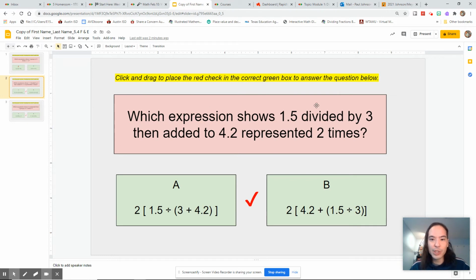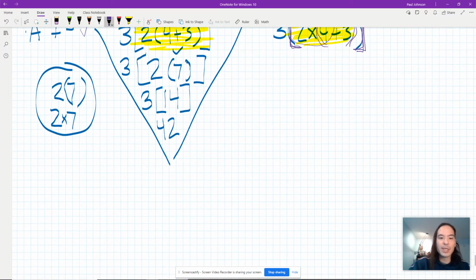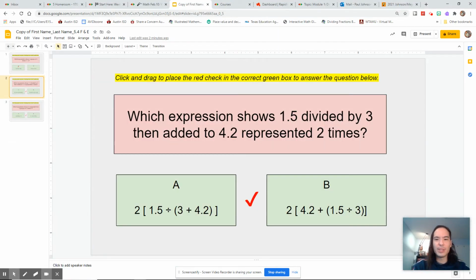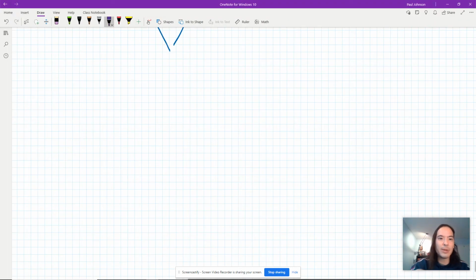So here's one that says, which expression shows 1 and 5/10 divided by 3, then added to 4 and 2/10 represented 2 times. So once again, let me just try and put this into a problem without looking at the answer. So I need 1 and 5/10 divided by 3.